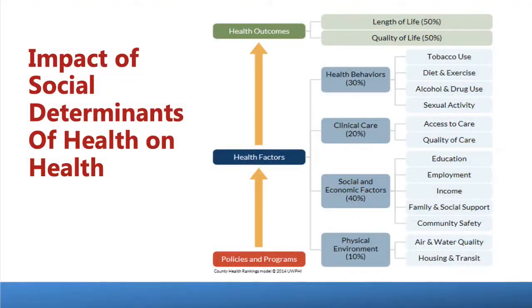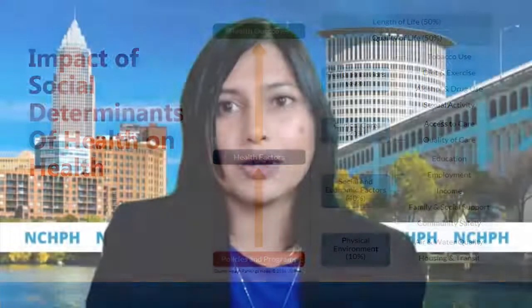The County Health Rankings and Roadmaps has developed a framework that illustrates this point very clearly. And it shows us that 40% of health outcomes are driven by social and economic factors and 10% by our physical environment, which means that at least half of our health outcomes are a result of what we call SDOH. So in order to achieve health equity, we need to focus on addressing SDOH in our communities.